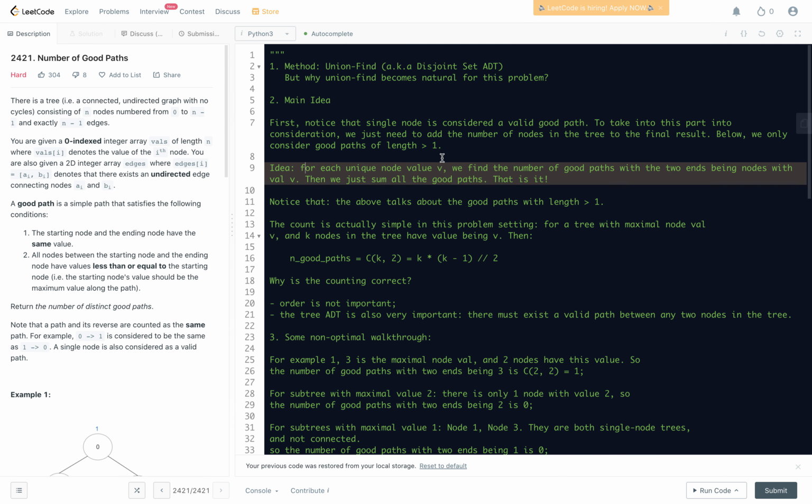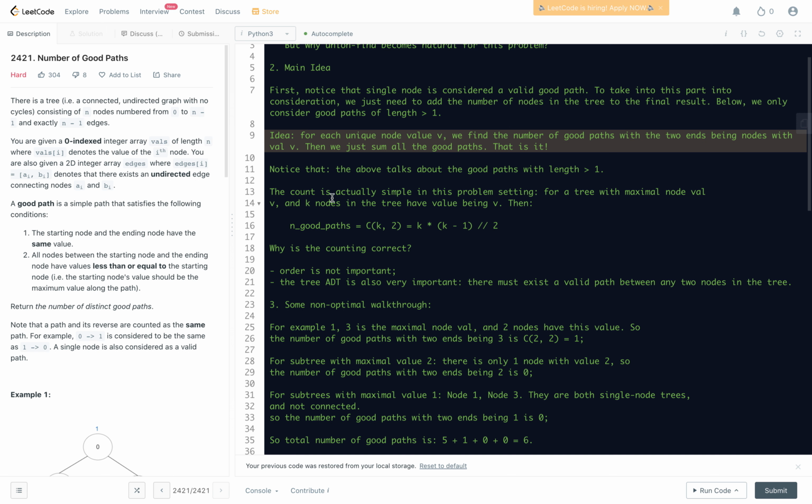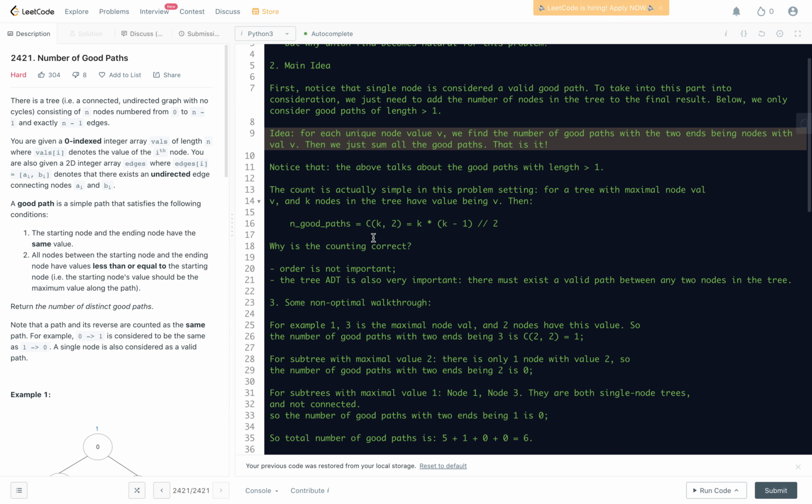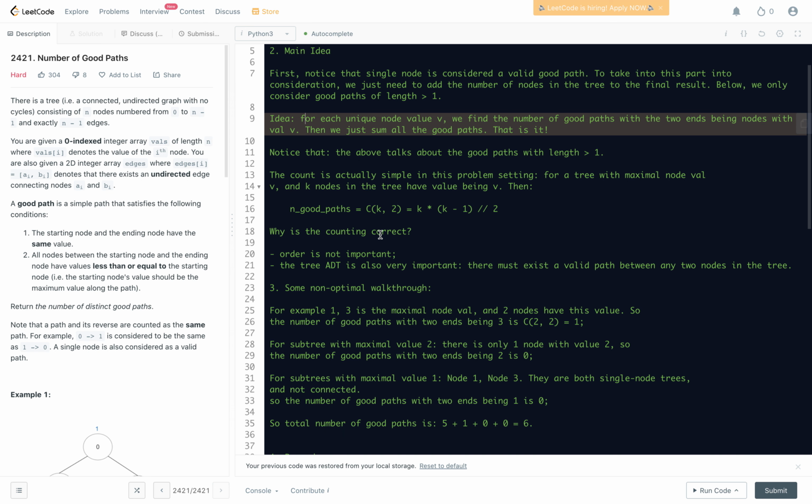So notice that the above talks about good paths with length greater than 1, right? Because for good paths of length 1, we just need to count the number of nodes. So actually the count is very simple in this problem setting. So for a tree with a maximal node value, say v, and k of the nodes in the tree have value v, then the number of good paths with the two ends having value v is nothing but we choose 2 out of k, right? That is k times k minus 1 divided by 2. So here division is integer division.